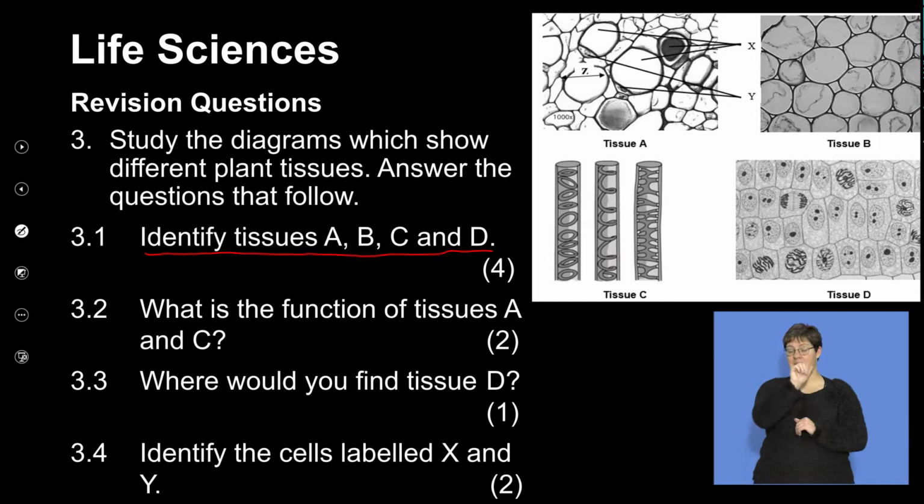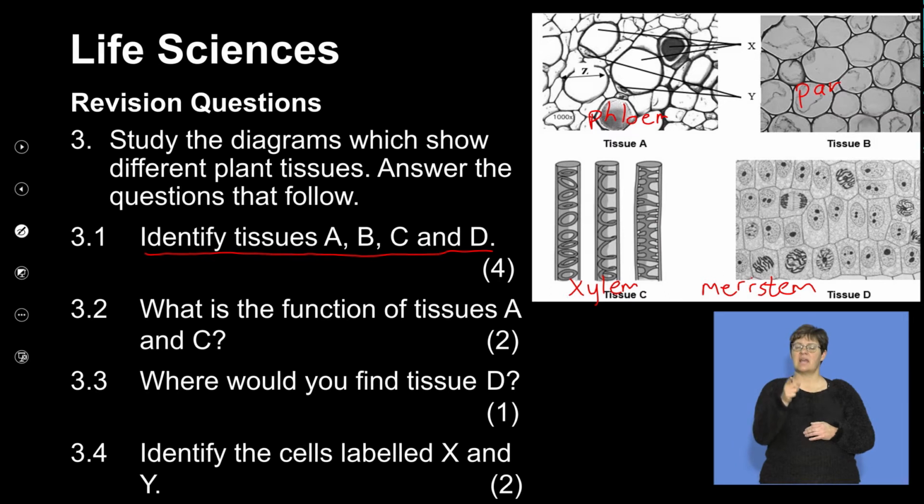And A, it's got big cells and small little cells. That's obviously phloem. B, big cells with air spaces, obviously parenchyma. C, obviously xylem. And D, obviously meristematic cells. It's obviously the meristem. Okay, then it goes further.